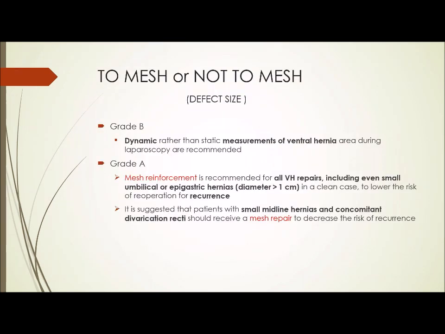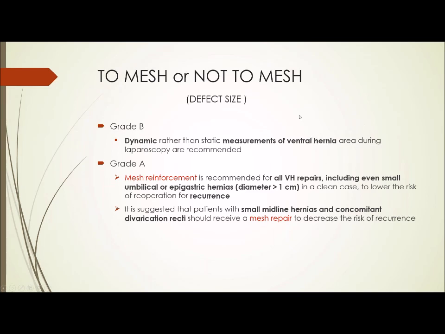The question is, to mesh or not to mesh. That is the most important question. And one thing is very important: anything more than 1 centimeter, mesh. Anything more than 1 centimeter, mesh. Always do the mesh, right? Even 1 centimeter, mesh has to be given. Even for a small midline hernia, whether it's an epigastric hernia or a 1 centimeter diastasis recti, it has to be done. That's why a measurement of the hernia should be done, and it has to be a dynamic measurement.